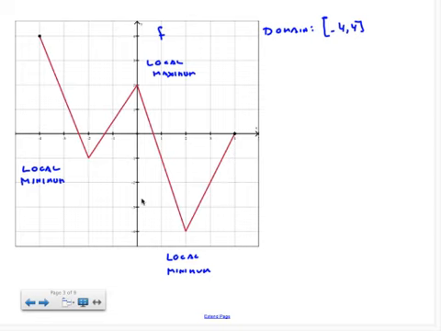Now, if we consider the entire domain, then this point here, (-4, 4), would be called the absolute maximum because this point has the highest y value of all y values in the domain. And then this point (2, -4) is not only a local minimum, but it's also the absolute minimum because it is the smallest y value in this graph. Out of all possible y values, this is the smallest one right here.